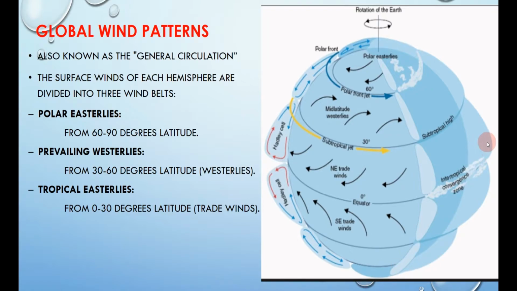So here we are on the upper part, although they are the same. On this part, the polar easterlies from 60 to 90 degrees latitude. And the next one is the prevailing westerlies from 30 to 60 degrees latitude. And the next one is the tropical easterlies from 0 to 30 degrees latitude, or the trade winds. That is why the Philippines is called a tropical country, because we lie on the 0 to 30 degrees latitude.